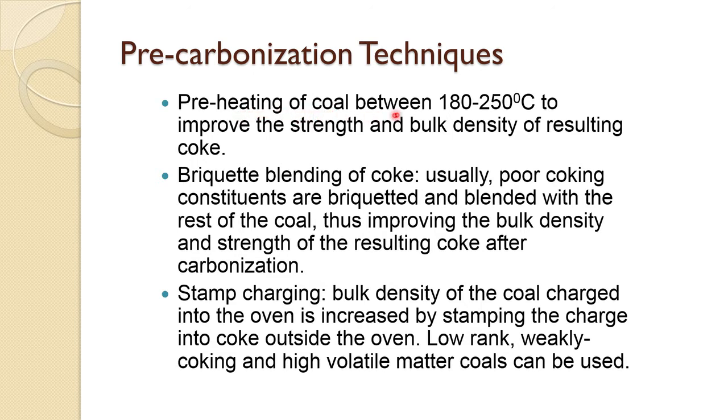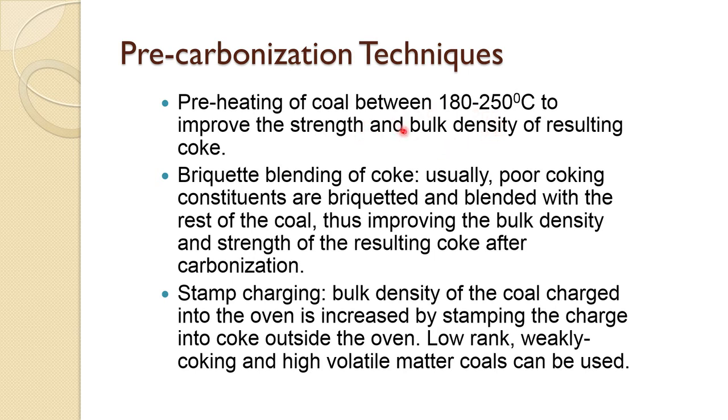One is preheating of coal between 180 to 250 degrees Celsius to improve the strength and bulk density of the resulting coke. When you do the preheating, moisture and other things go away. In that way the bulk density increases, so it becomes more compact when you put it in, and the strength increases.